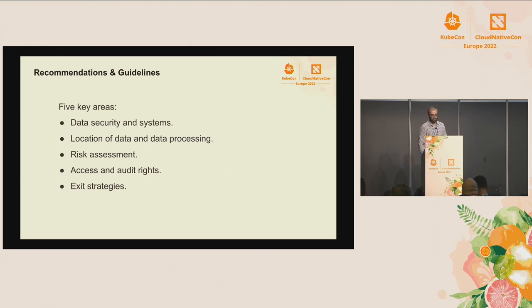The second area is about the location of data processing. It's easy to achieve because we need to know where our data will be stored and where it will be processed. The data needs to be stored and processed in Europe, within European Union borders. We never leave this option. And the third area is risk assessment.